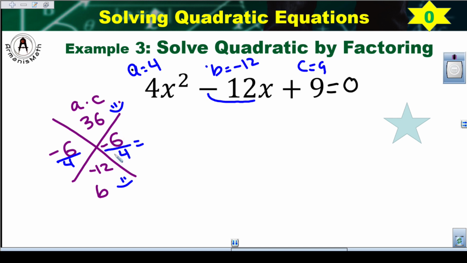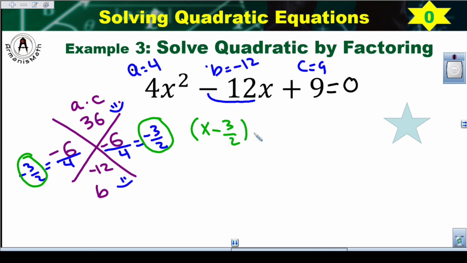So this one, if I divide this by a, obviously this is negative 3 over 2. That's the value, and a duplicate value of it is here, negative 3 over 2. These are the two values that I have to circle. Just like that. And I'm going to come here and say, well, I've got x minus 3 over 2, x minus 3 over 2, and that's going to be equal to 0.